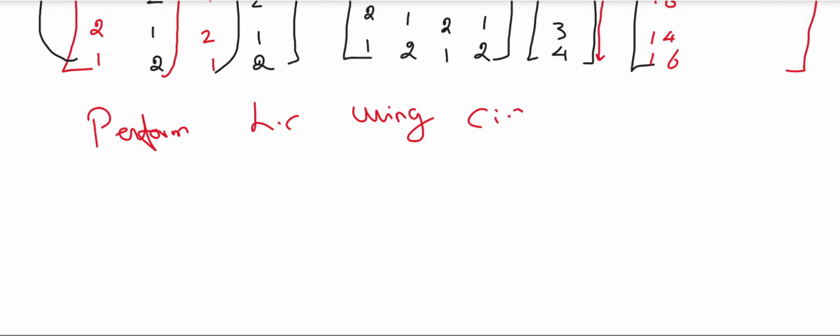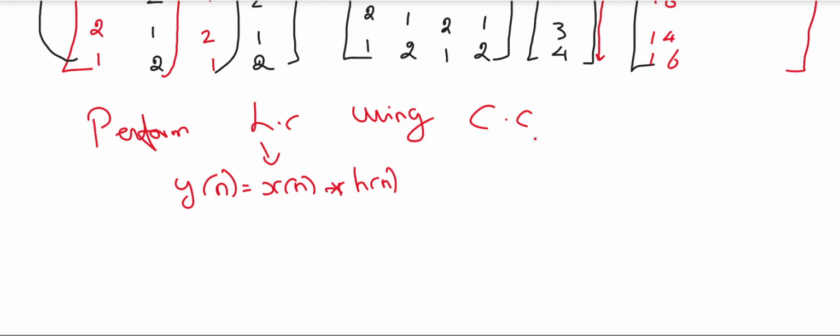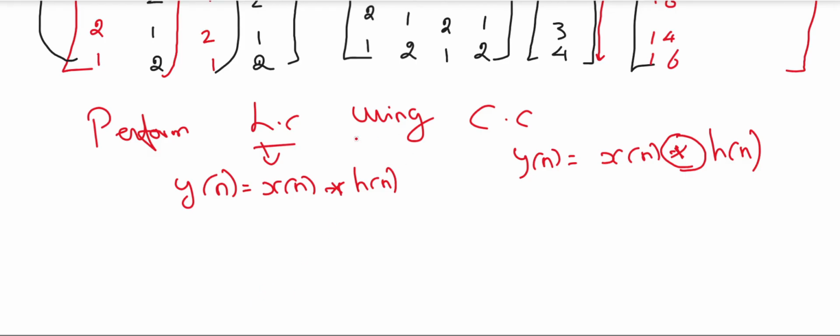Now, how to perform linear convolution using circular convolution? So, normally how do you represent the linear convolution? x of n star h of n, this star symbol is the convolution symbol. How to represent circular convolution? This y of n is equal to x of n star, with a circle over it, that is a circular convolution, and h of n.